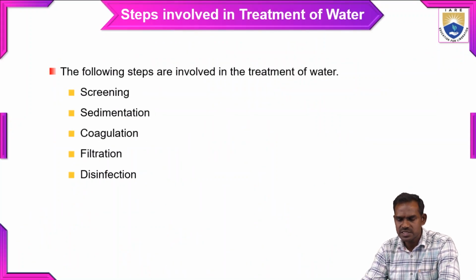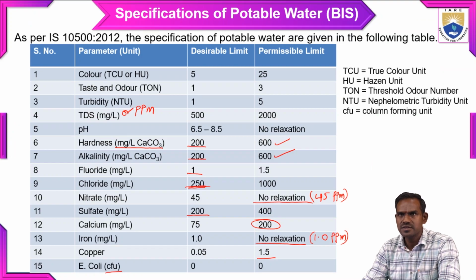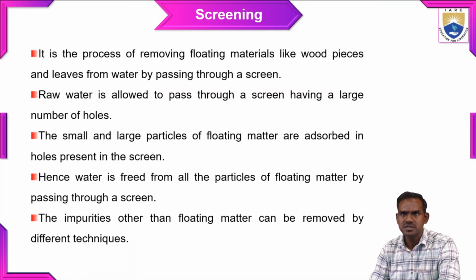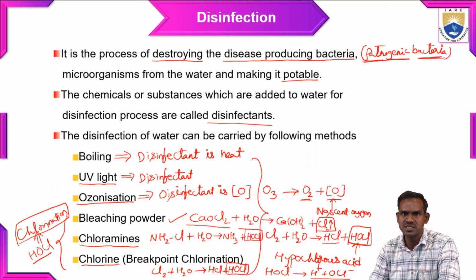Why do we do all these processes, that is, treatment of water? To get potable water. And BIS has given these kinds of specifications for drinking water. So in order to meet all these specifications, we need to treat water by screening, sedimentation, coagulation, filtration, and disinfection. And the salts can be removed from water by using the desalination process, as I have already mentioned.